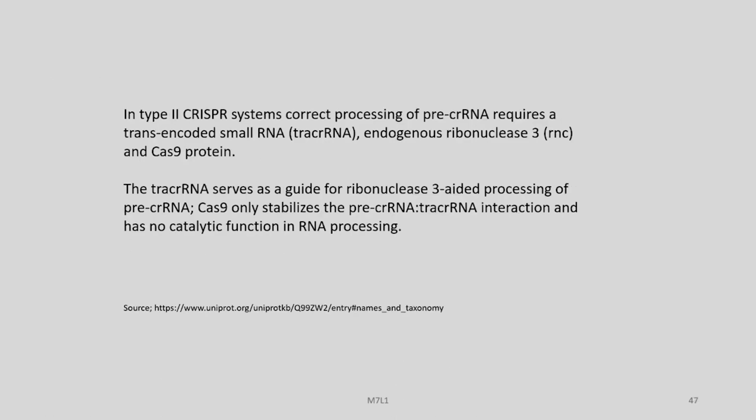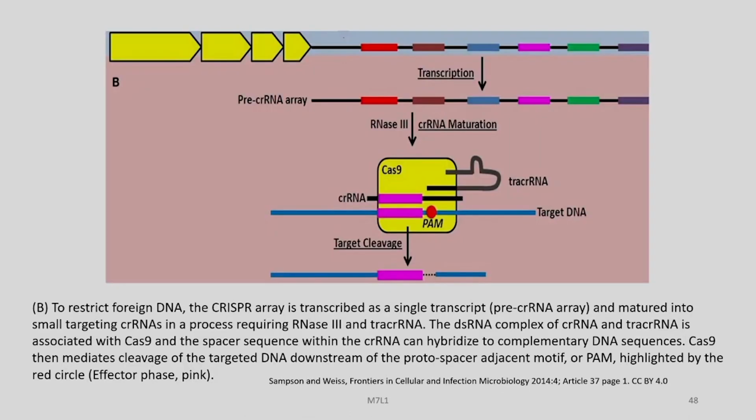crRNA species composed of a full spacer portion and a repeat portion, which usually displays a hairpin structure in most type 1 systems. In type 2 CRISPR systems, correct processing of pre-CRISPR RNA requires a trans-encoded small RNA, endogenous ribonuclease 3 and Cas9 protein. The tracrRNA serves as a guide for ribonuclease 3 aided processing of pre-CRISPR RNA. Cas9 only stabilizes the pre-CRISPR RNA tracrRNA interaction and has no catalytic function in RNA processing.